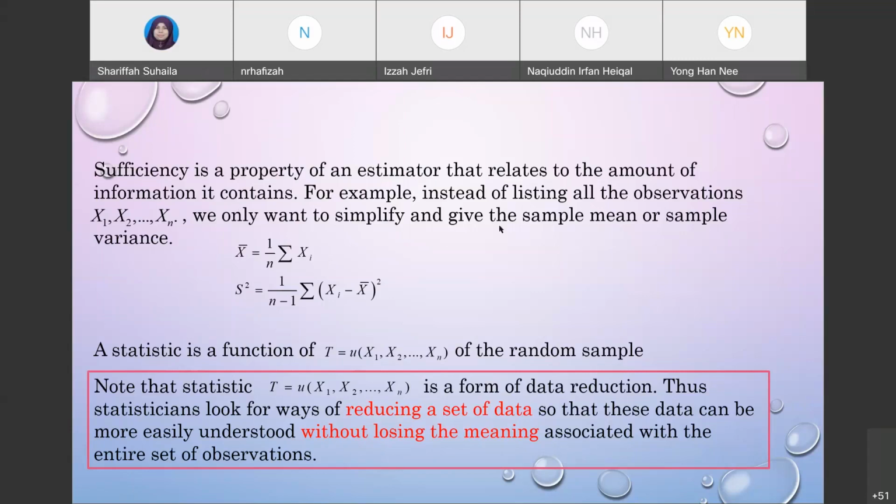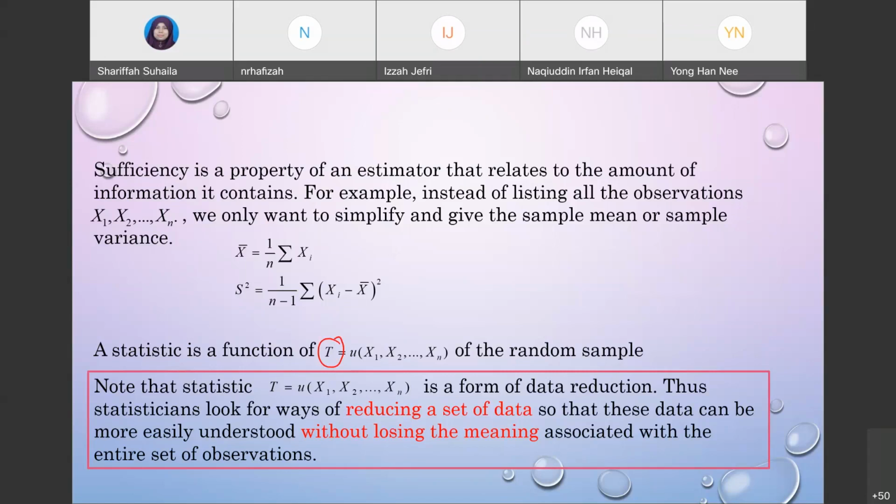So let's repeat a little bit on the sufficient concept. Actually we have this kind of statistic. This statistic is a function of a random sample. Let's say we denote this statistic as a function T here. So T is equal to u(x1, x2, ..., xn). So it is a function of the random sample.